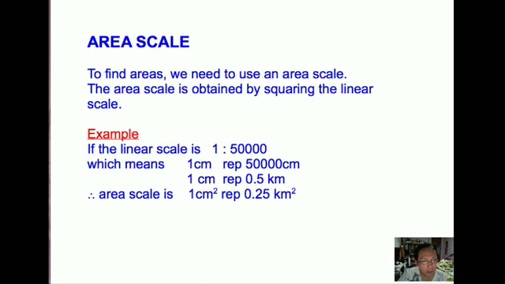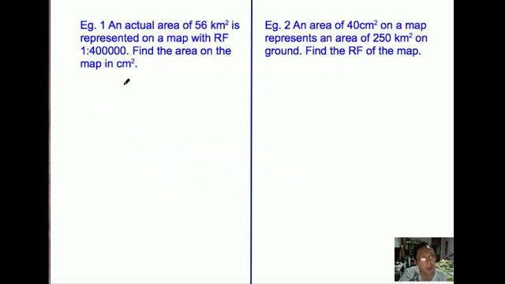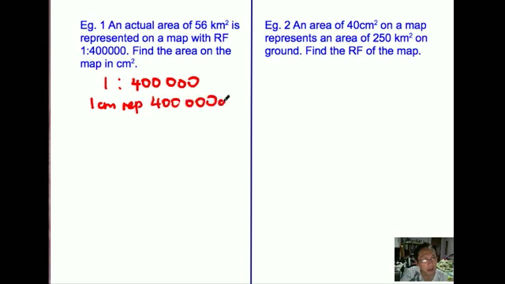We now look at some examples. In the first example, an actual area of 56 km square is given, and this is represented on a map whose RF is 1:400,000. We need to find the area on the map in cm square. Again, we begin with the RF 1:400,000, which is 1 cm representing 400,000 cm. Converting cm to km, we have 1 cm represents 4 km.